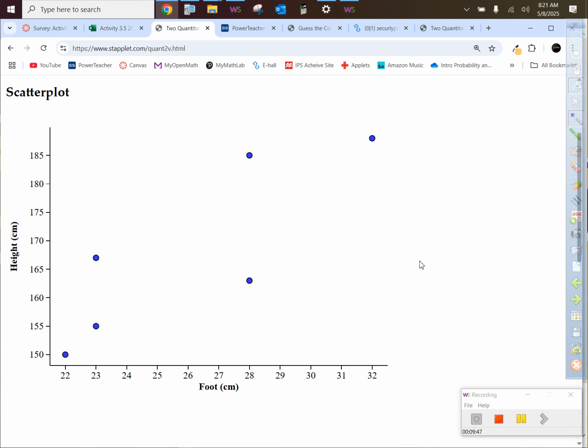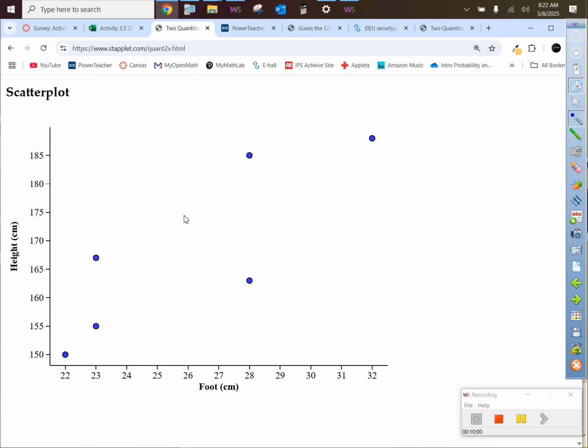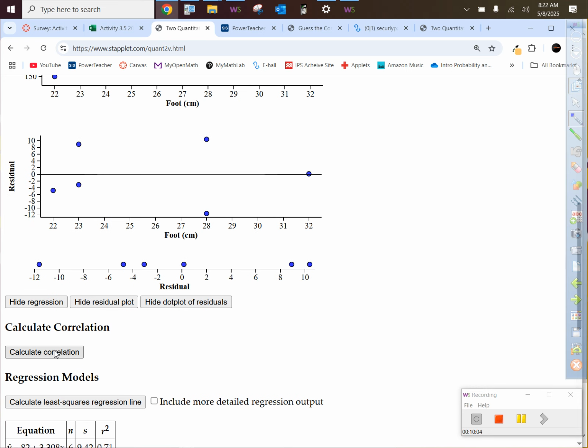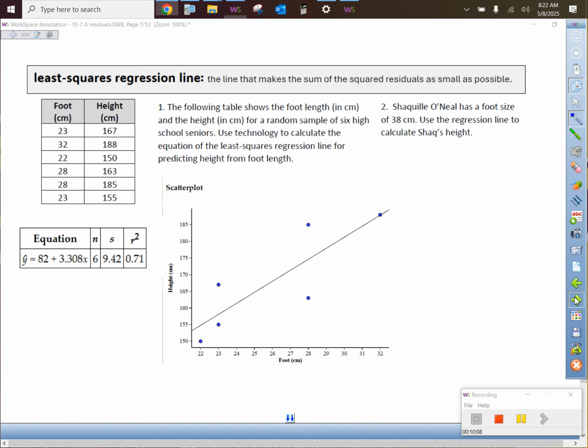But what does this ask us to do? It asks us to use technology to calculate the equation of the least squares regression line. So if I scroll down, let me minimize this a little bit, and find the least squares regression line, I got this bad boy right here. Cool? So I'll give us a chance to write that down.